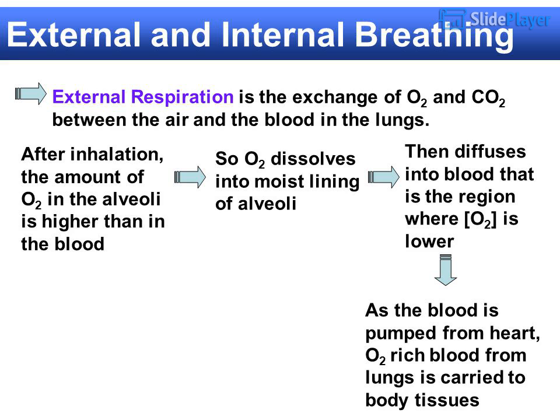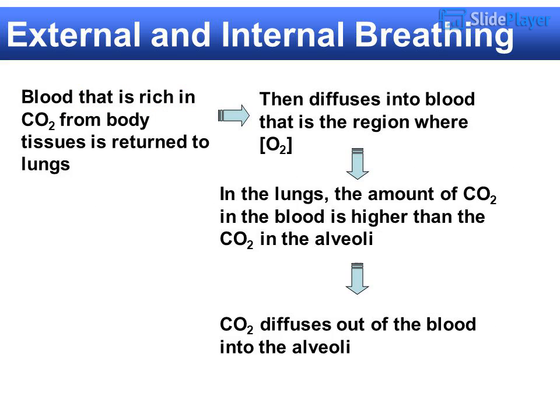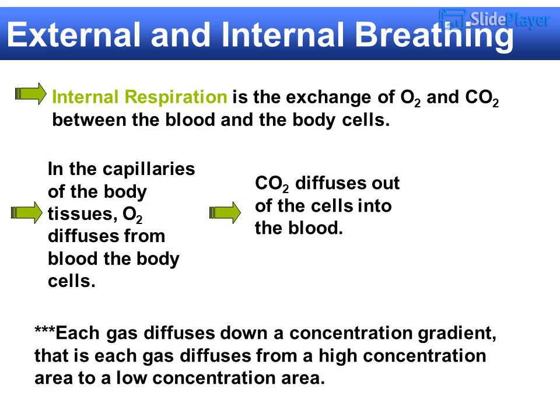As the blood is pumped from the heart, O2-rich blood from the lungs is carried to body tissues. Blood that is rich in CO2 from body tissues is returned to the lungs. In the lungs, the amount of CO2 in the blood is higher than the CO2 in the alveoli. CO2 diffuses out of the blood into the alveoli.